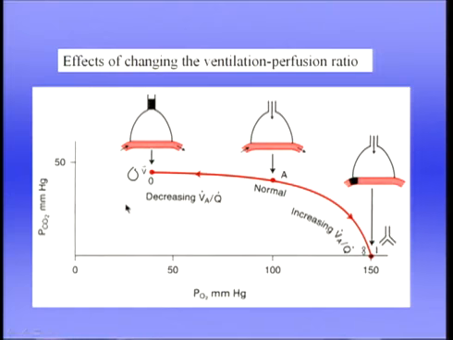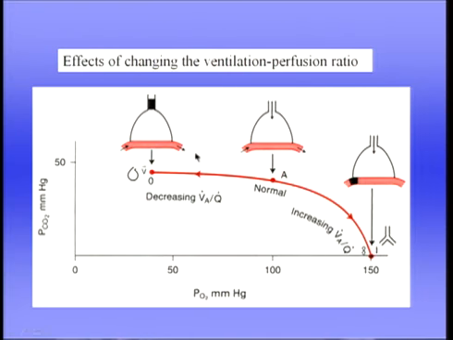Now we can show the same information on a diagram, and this is on the next image. As you can see, it's a diagram that has PCO2 on the vertical axis and PO2 on the horizontal axis. It's often called an oxygen carbon dioxide diagram. It's a very useful way of depicting the changes in gas exchange.